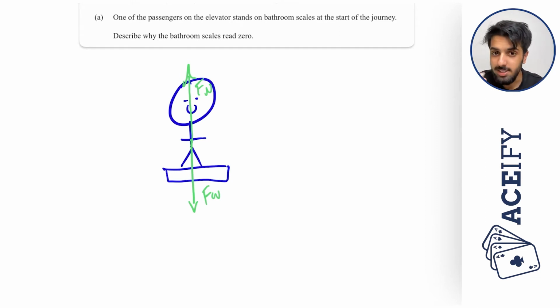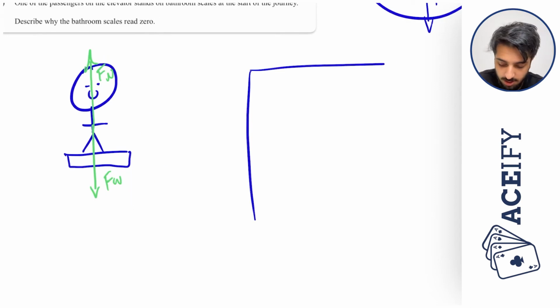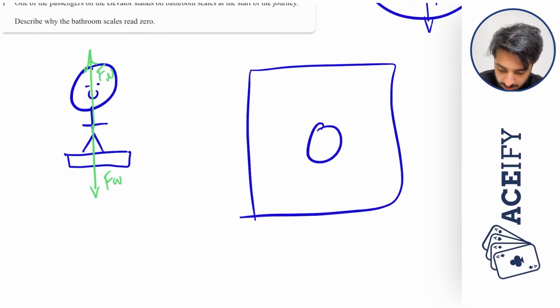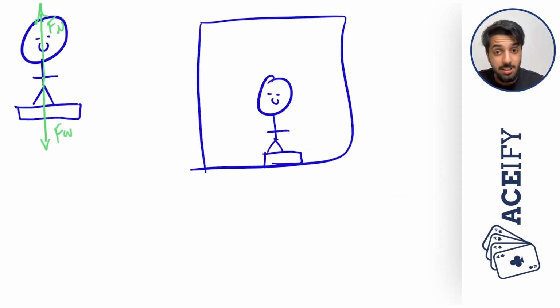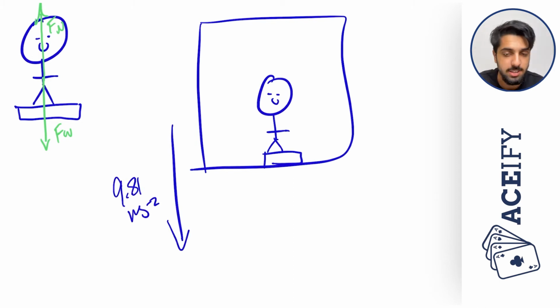However, when we're in this mysterious elevator, again, we're standing on some bathroom scales. The elevator is going to be accelerating downwards at 9.8 meters per second squared, right? Because it accelerates at the same rate as gravity. And so if the elevator is accelerating downwards at 9.81 meters per second squared, you are also going to be accelerating at 9.81 meters per second squared because you're in the elevator.